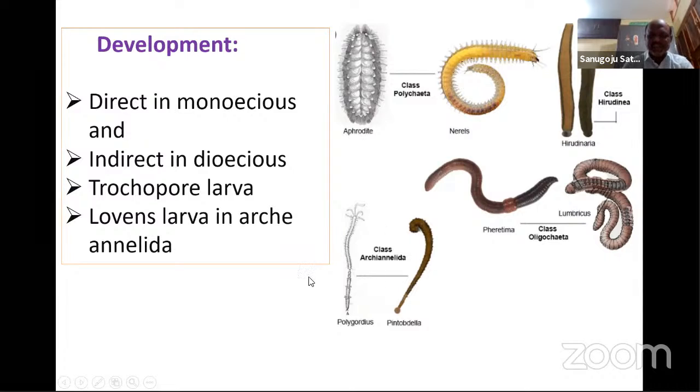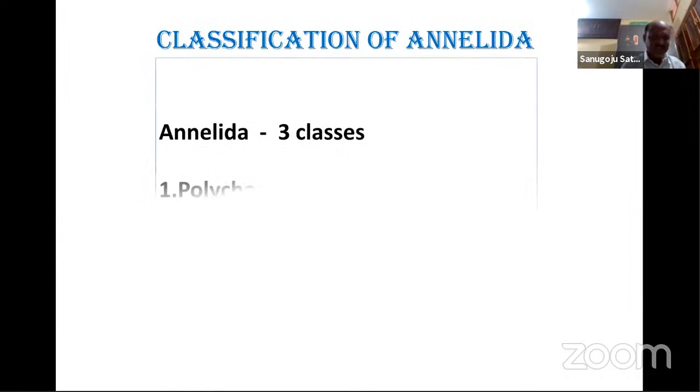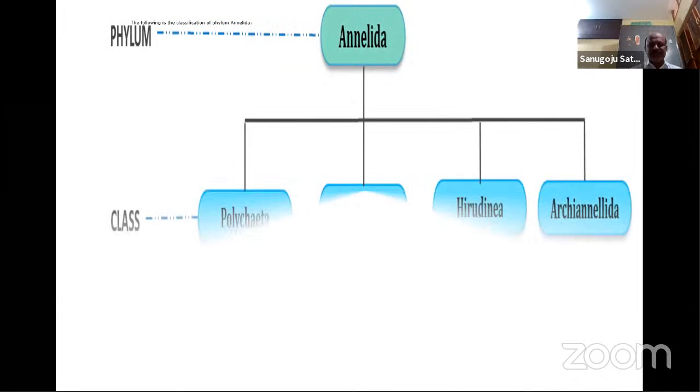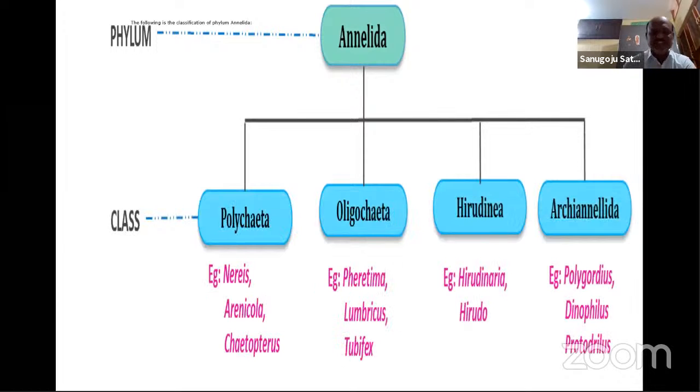After the development is completed, we have completed the general characters. Let me recap the general characters, children. What we have discussed: for Annelida, habitat, which is marine, purely marine, terrestrial and freshwater. Body organization is completed. Symmetry is bilateral, skeleton, locomotion, cephalization, respiration, circulation, nervous system, reproduction, and development are discussed. Now we will discuss the classification of the phylum Annelida.